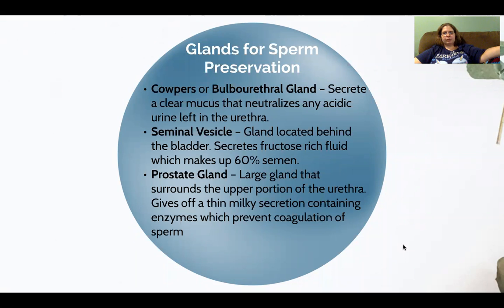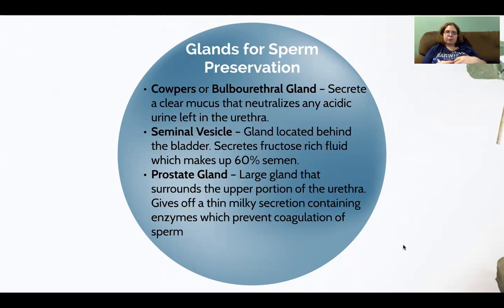Let's talk a little bit about the glands. We have the Cowper's gland or the bulbourethral gland, and this secretes a clear mucus that will neutralize any acidic urine left in the urethra. Here's the thing, urine is naturally acidic, not like hydrochloric acid acidic, but it is acidic. Remember, we already said that the sperm were super sensitive to heat. They're also super sensitive to changes in pH.